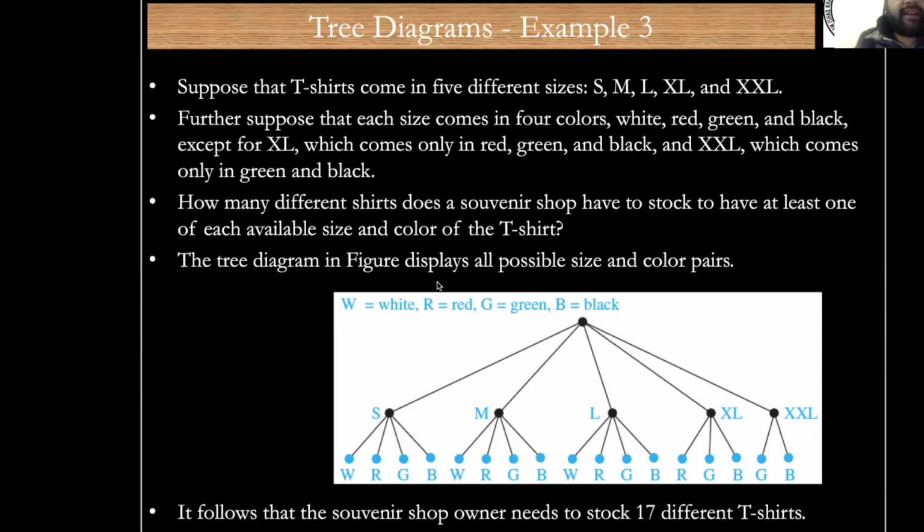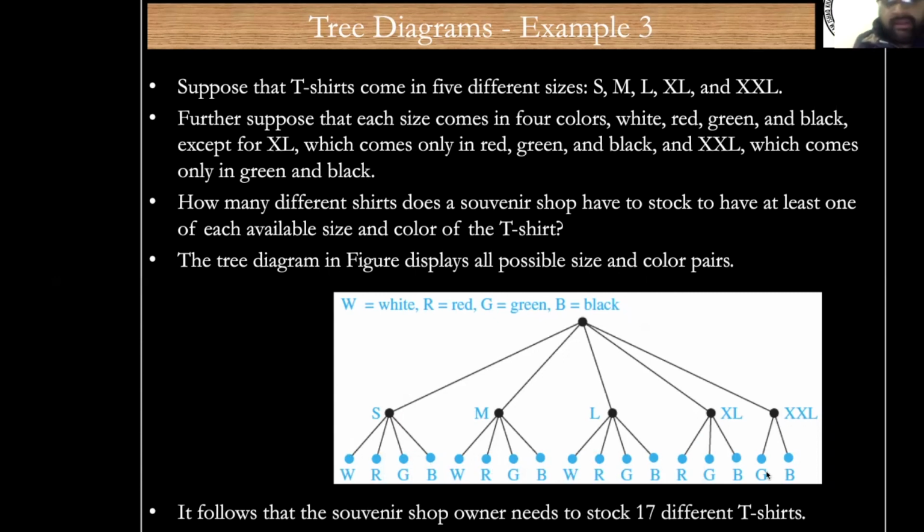Again, if you draw a tree diagram here, the tree diagram in the figure displays all possible size and color pairs. W is for white, R is for red, G is for green, and B is for black, where S is for small, M for medium, L for large, XL for extra large, and XXL for extra extra large. For small, you've got 4 options. For medium, you've got 4 options. For large, you've got 4 options. For extra large, you've got 3 options. For extra extra large, you've got 2 options.